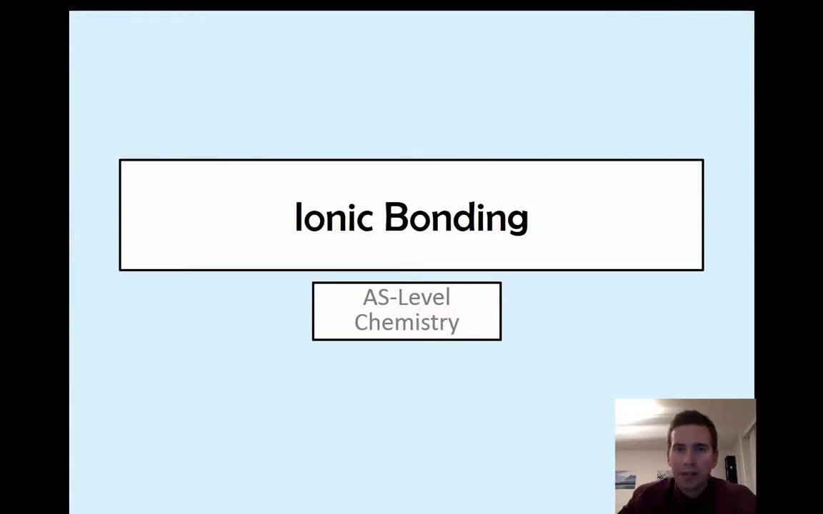So, welcome back. We're now on to the fourth topic of Unit 1, which is all about bonding and structure. Now, we're going to give a brief introduction and recap the three different types of bonding, and then we're going to be focusing on ionic bonding.